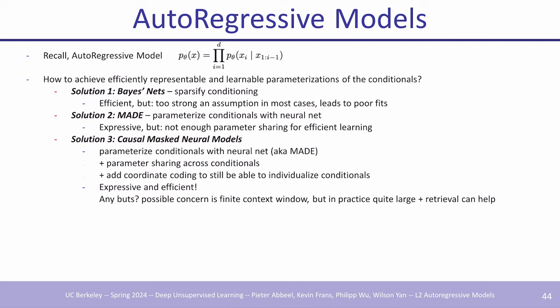So causal masked neural models, essentially MADE, but with, you know, more parameter sharing. That's ultimately what it is. Add the coordinate coding to make up for the parameter sharing. It's expressive. It's efficient. The question about sampling remains. When you sample, you still go one at a time. It's going to be a bit slow. But training is very fast. Everything's done in parallel. All the losses and all your entries in your data can be done all in parallel. If your machine is large enough, you can do everything in one go. Expressive, efficient for training, a little slow in sampling.